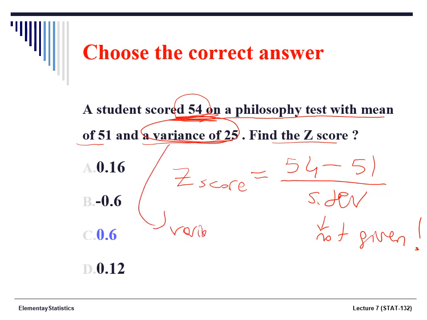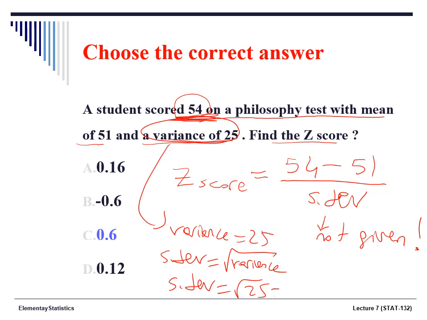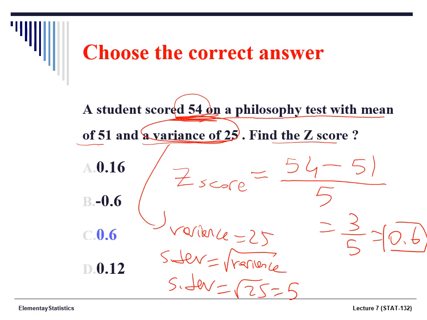We know the variance is 25, and the standard deviation is always the square root of the variance, so the standard deviation is equal to the square root of 25, which is 5. So then it will be 5 here now. When you do this calculation, you end up with 3 over 5, which is 0.6. So this is 0.6.